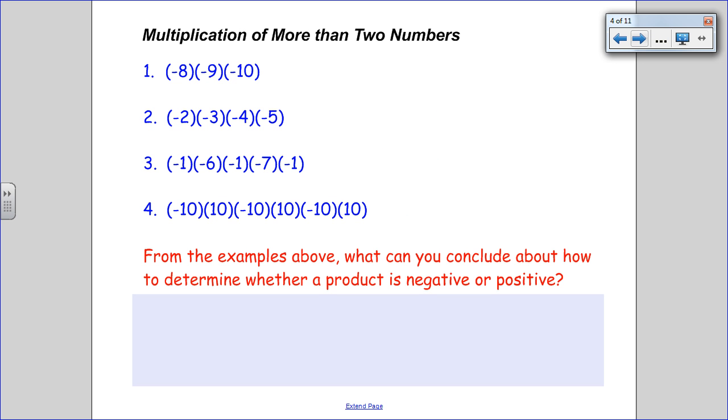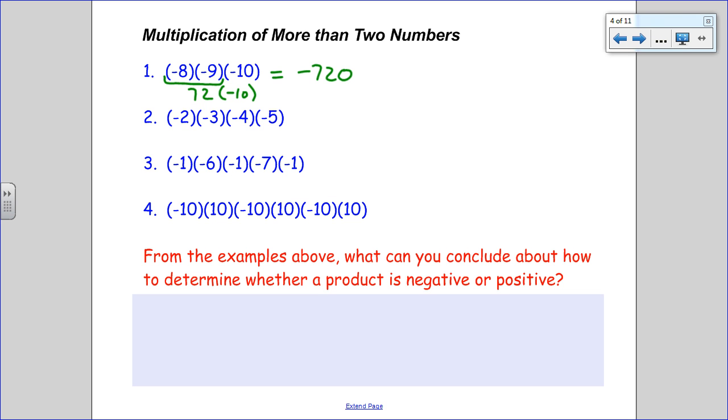What happens when we multiply more than two numbers in the same problem? Let's look at these 4 examples and draw a conclusion from them. The first problem, we have negative 8 times negative 9 times negative 10. And we can simply work our way across this problem from left to right. Multiply negative 8 times negative 9. The product of two negative numbers is positive, so that product is 72. Then we'll multiply 72 times negative 10. And since we're multiplying two numbers with different signs, their product will be negative, and the answer is negative 720.